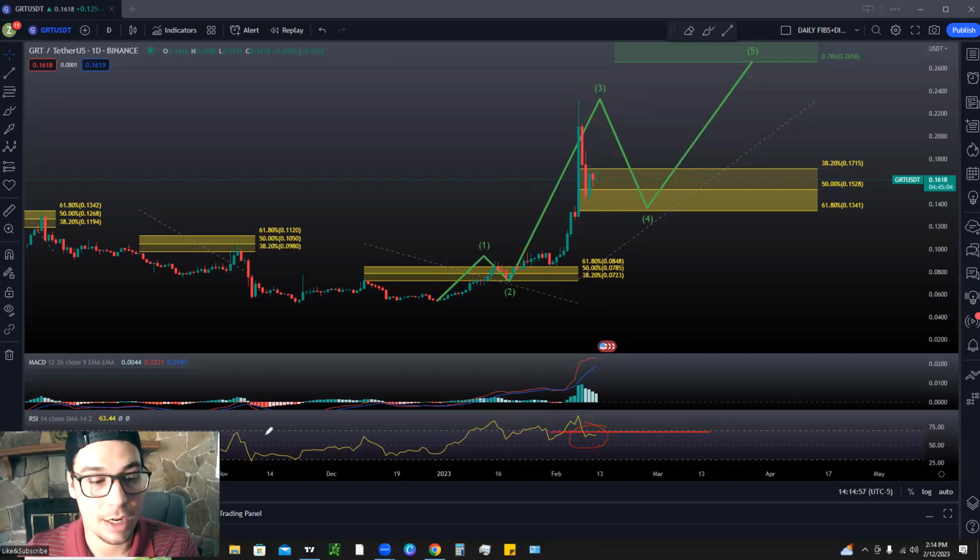We're below 70 right now. If you take a look at the RSI, it's at 63.44. We're out of overbought territory. And there's no bearish divergence. We've been making a high and a higher high on the relative strength index while also making a high and a higher high on the price action of the token.